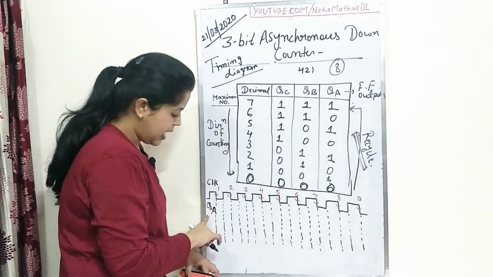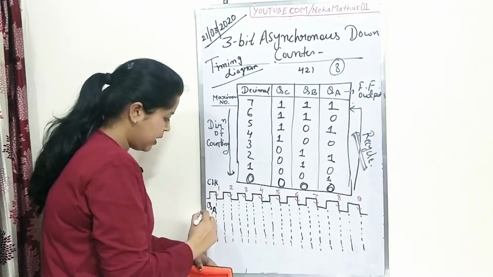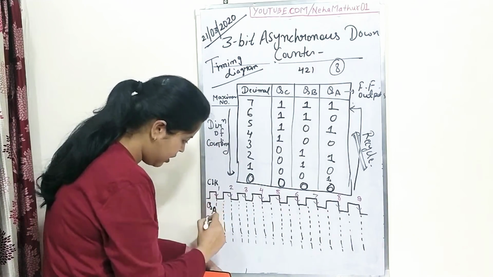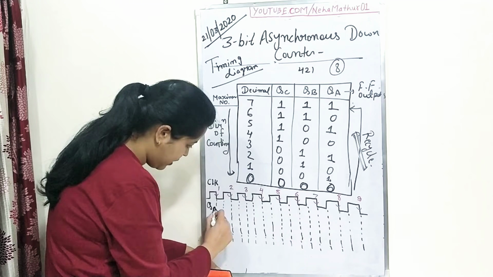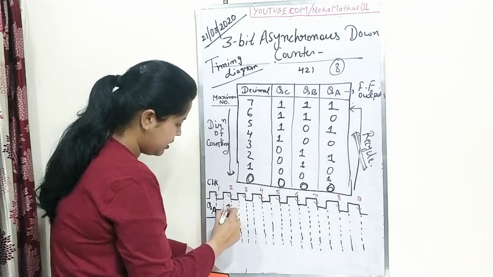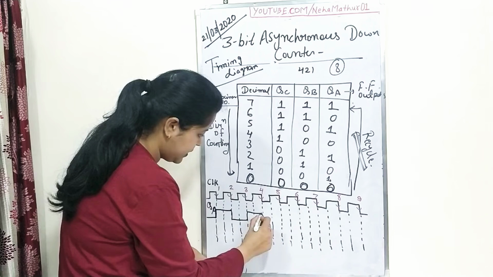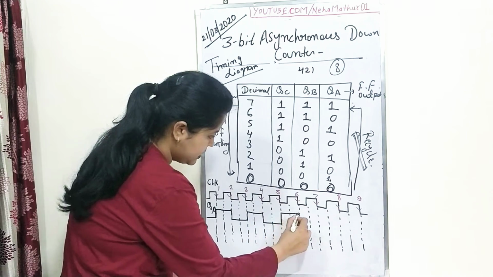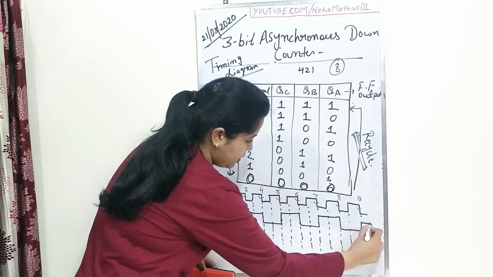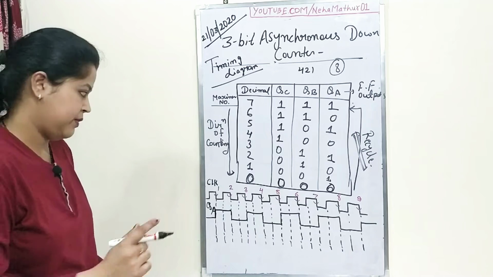So see, start with QA. Initially QA is set at 1. So for the first clock it will start at 1, and for the second clock it will be 0, then 1, then 0, then 1, 0, 0, 1. This is the representation of QA in terms of wave.